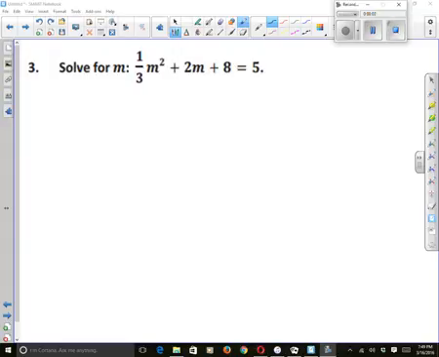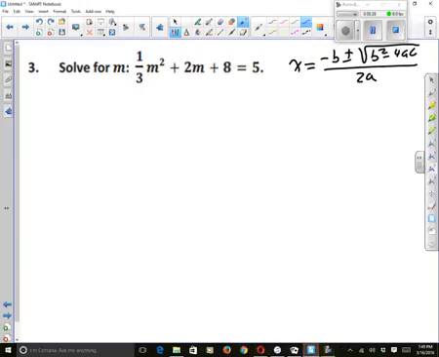Alright, so we want to use the quadratic formula to solve, and we'll remind ourselves that the quadratic formula is x equals opposite of b plus or minus the square root of b squared minus 4ac all over 2a. Then we look at our problem, and notice that our problem is in terms of m's. Is that okay? Yes, that's okay. We'll just switch. We'll just say that m is equal to x, and that's okay.